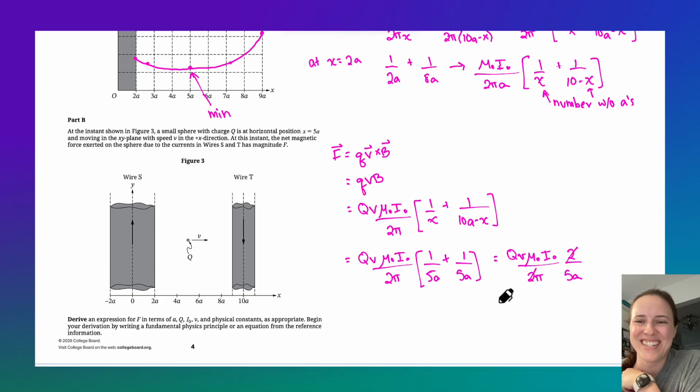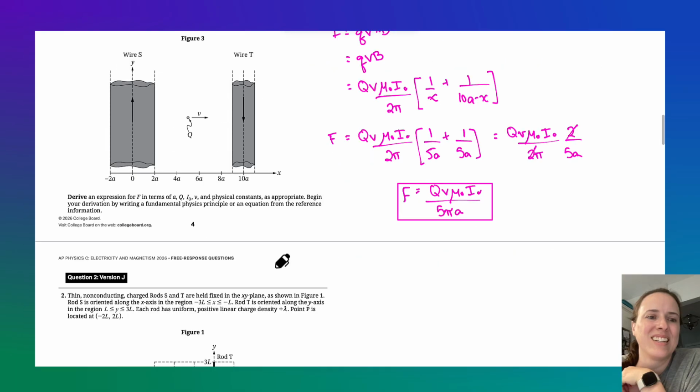So those 2's are going to cancel out. So the magnitude of that F is going to be Q V mu naught I naught over 5 pi a. Cool. All right, the end.